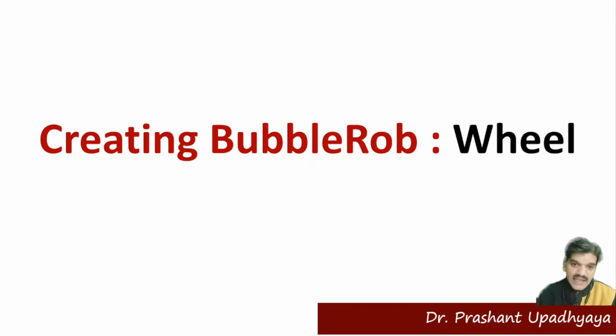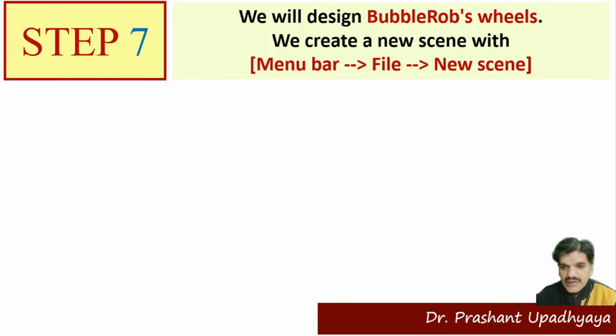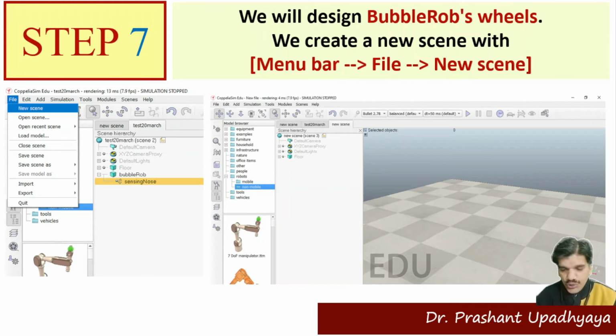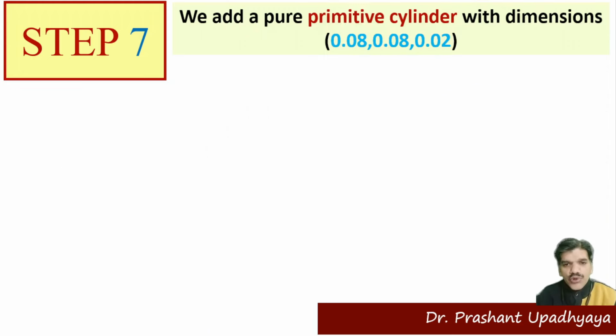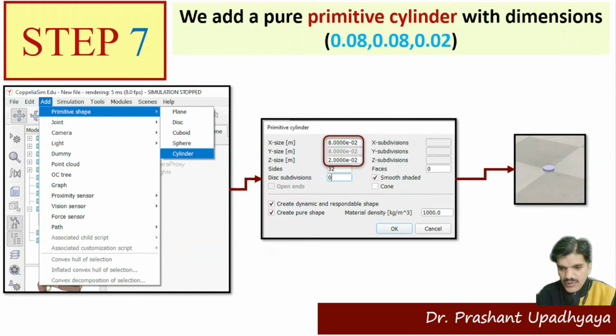Okay. Now the next step is that we want to create the Bubblerob wheels. For this, we have to go to the file menu, and then go to new scene. After new scene, we are going to add a primitive cylinder, and the parameters of this cylinder will be 0.08, 0.08 and 0.02. Okay, so you will get a cylinder something like this. So this will be the wheel.